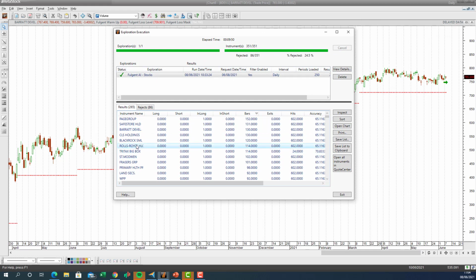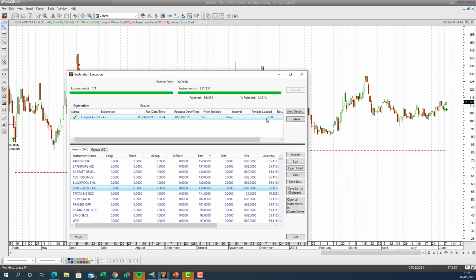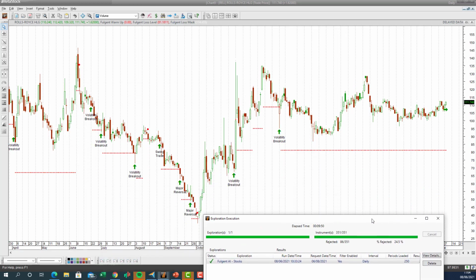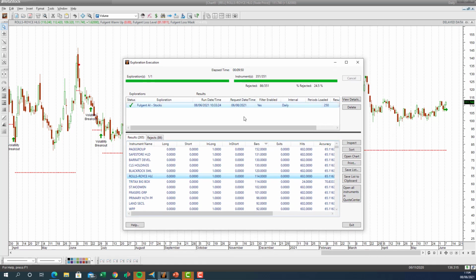Rolls-Royce Holdings, another interesting one. Takes a while to load. This one's moving sideways most of the time, but a major reversal came through, a huge volatility move. Literally the day before that volatility breakout, that was amazing. Yeah, still long in this trade, even though it's 114 bars into the trade.